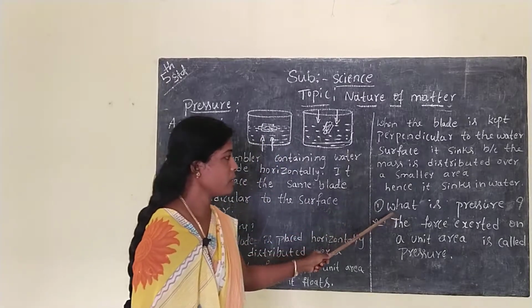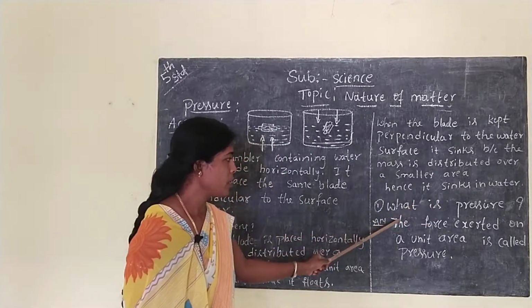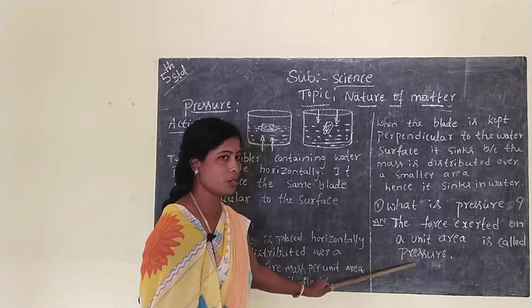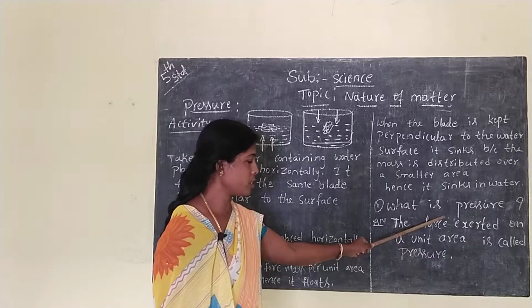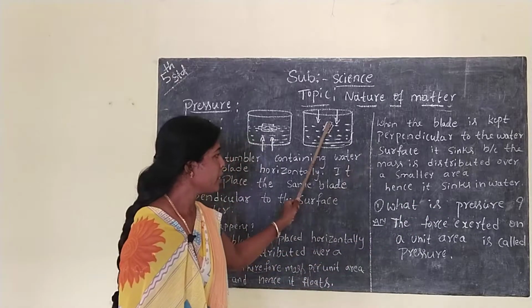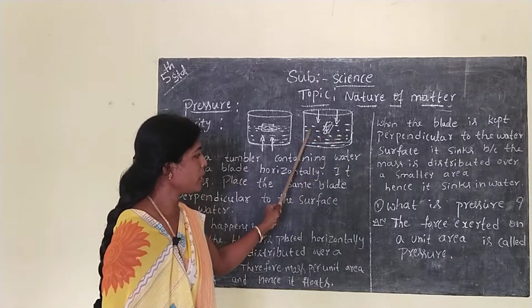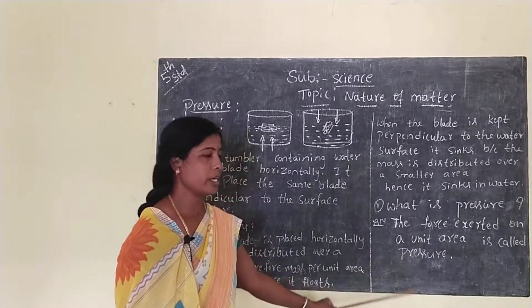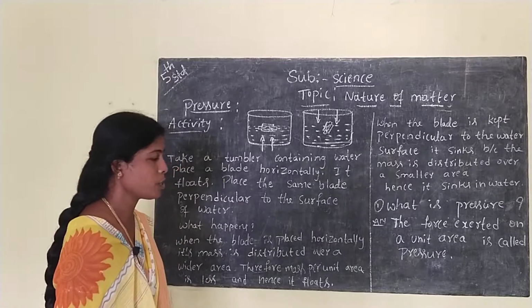What is pressure? The force exerted on a unit area is called pressure. What is pressure, children? Yes, the force exerted on a unit area is called pressure.